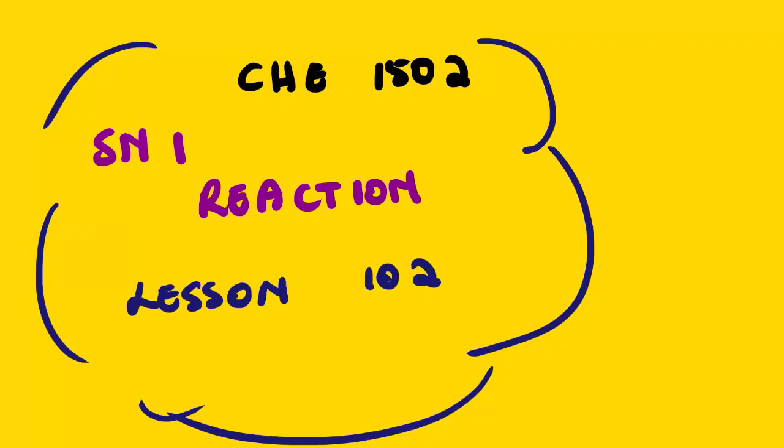Our lesson for today will be looking at Chemistry 1502. We are still busy with SN1 reaction. Lesson 102, let us start. Well, I did promise that we are going to look at the second example of SN1 mechanism. So we are going to start with the second example. Once we are done, we are going to look at other concepts which you need to understand under SN1 reaction.